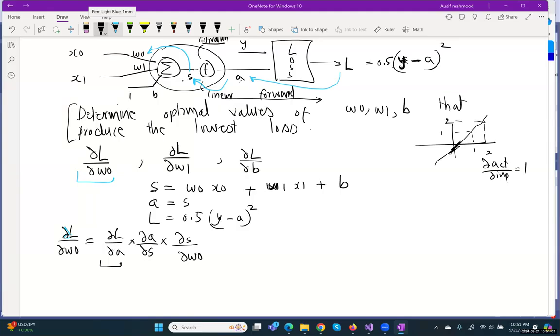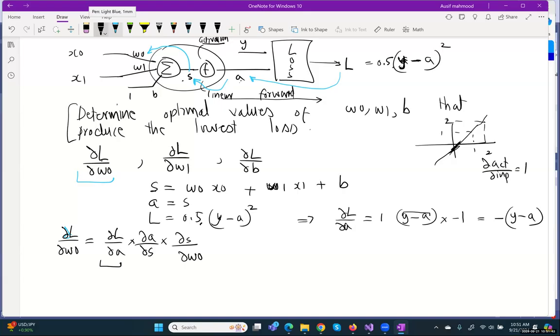If L is 0.5 (y minus A) squared, then from here you can see partial L over partial A. You will bring 2 down over here. 2 and 0.5 will become 1, right? You will leave this as is. Then further, whatever the inside is, you have to take the derivative of the inside with respect to A. So with respect to A, it's -1. So the answer, as you will see, will become minus (y minus A).